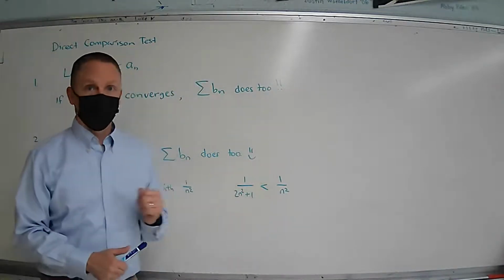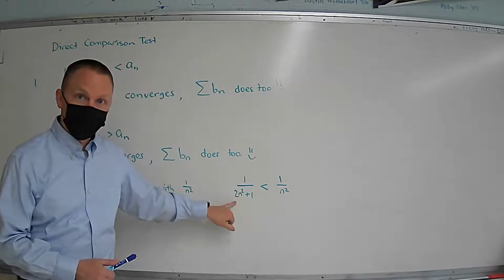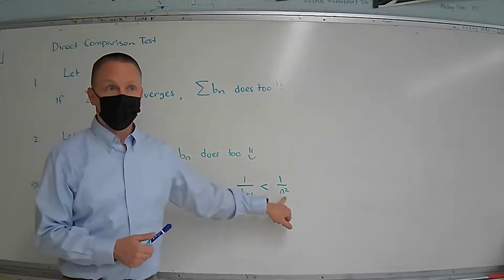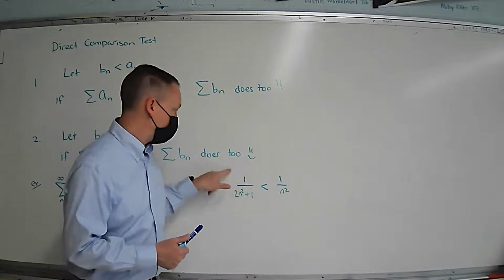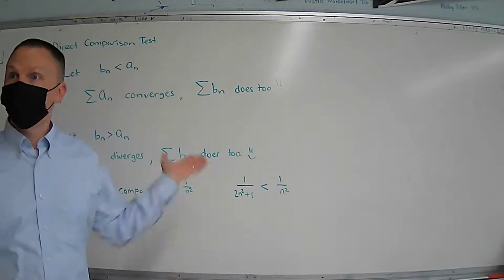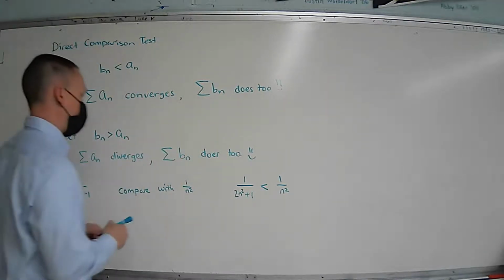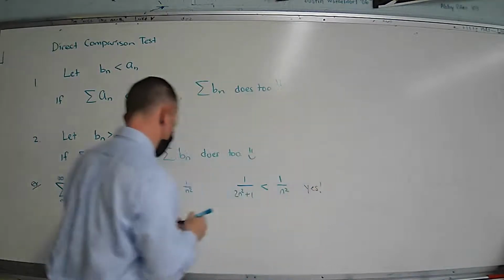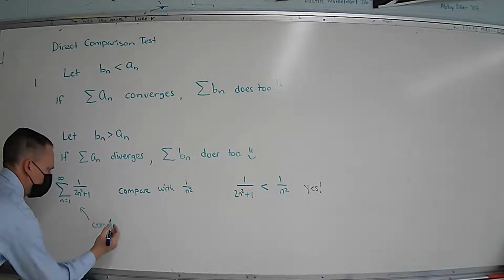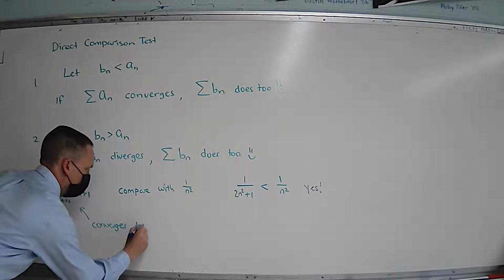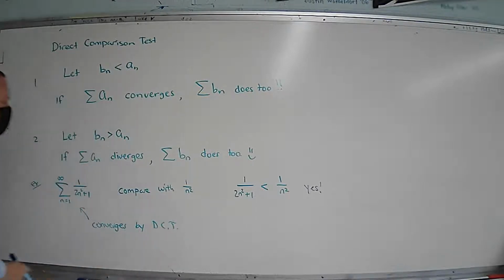Because they both have the same numerator, right? And this denominator is always going to be bigger than this denominator. So if this denominator is bigger than this denominator, what does it say about this fraction compared to this fraction? It's smaller. Game, set, match. So we say yes. So then we'll say this converges by the direct comparison test, which I will just abbreviate DCT. Let's look at another one.